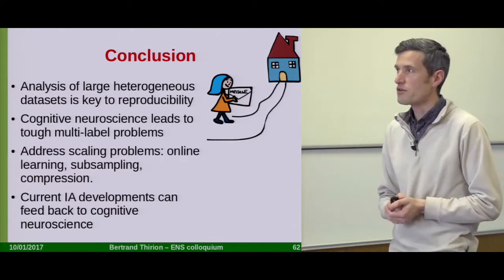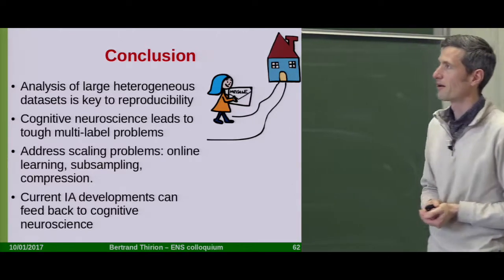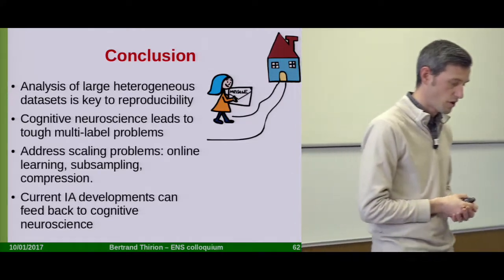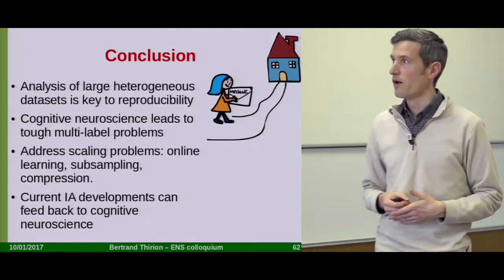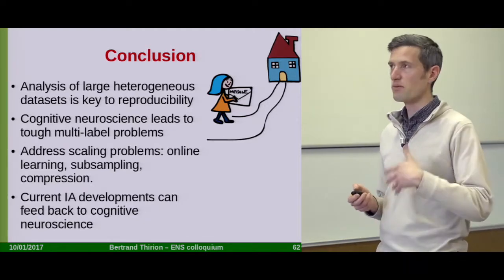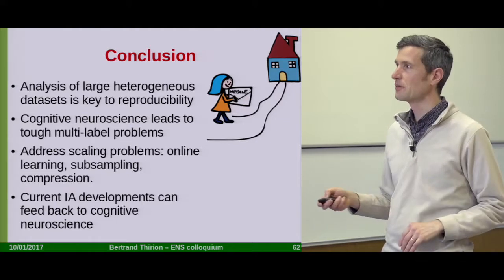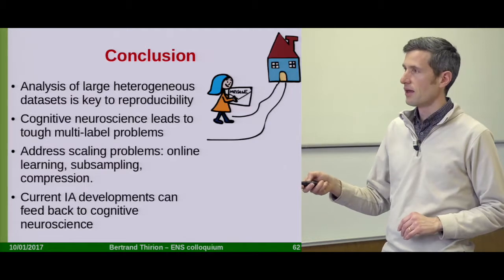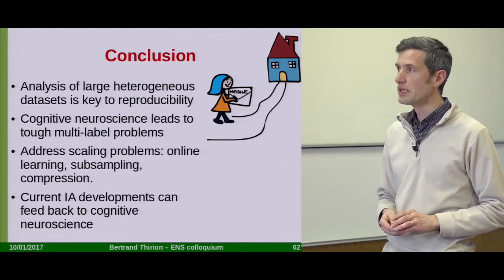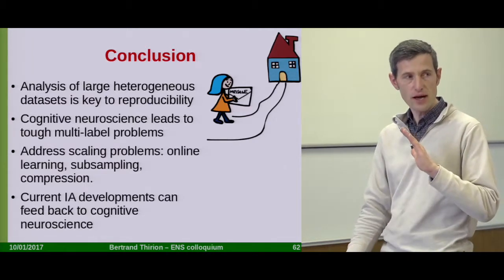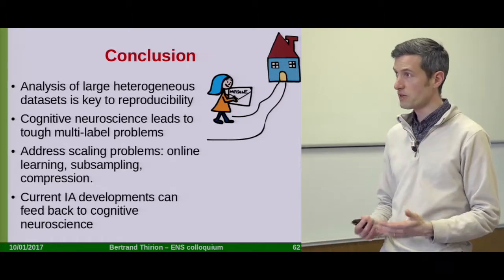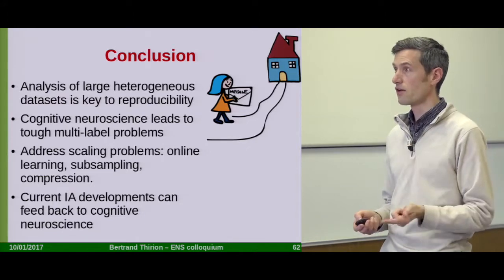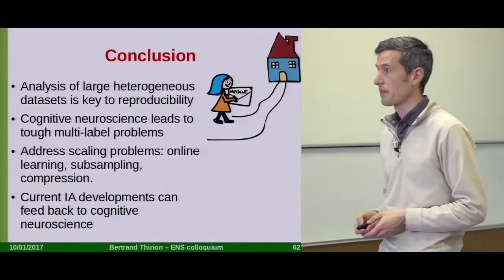Second point is that cognitive neuroscience leads to tough multi-label problems. Tough because we have lots of labels with unbalanced problem, etc. I haven't talked a lot about technique, but these problems are quite difficult in terms of machine learning. Third point, when we go to big-ish data, since each sample is very large, then we need to really address the computational issues with online learning, subsampling, and compression approaches.